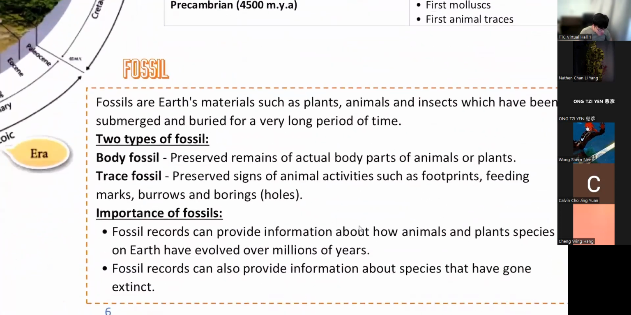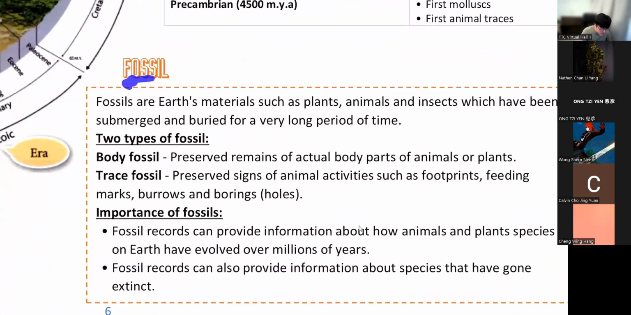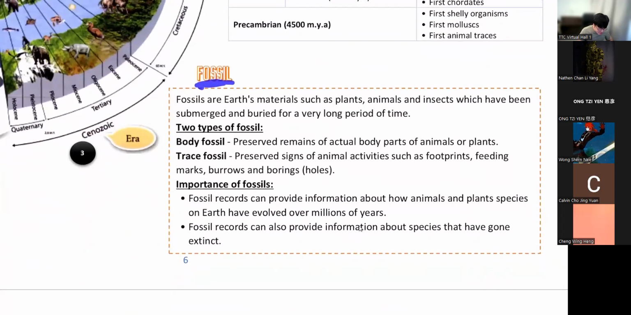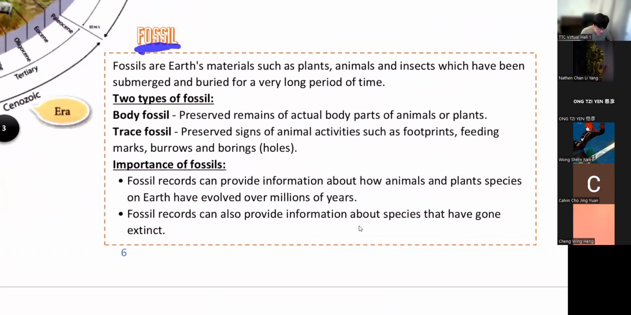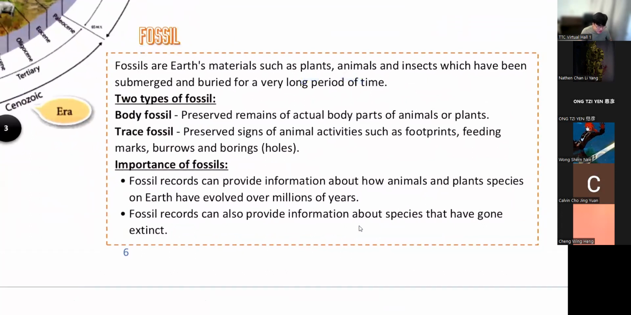Anyway, so what is a fossil? Fossils are dead animals, dead plants, dead things, dead living things. So plants, animals, insects, when they die, they will become fossils. There are two types of fossil: body fossil and trace fossil. This part is not really coming out in the exam. Body fossil is when you have the actual body, like when you find a dinosaur bone or shells. Trace fossil is what things they do, like their footprints, their burrows, their borings, and boring is a hole.